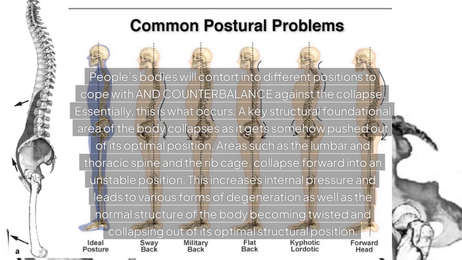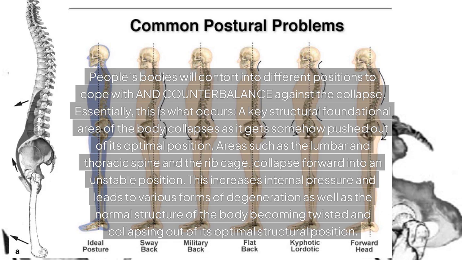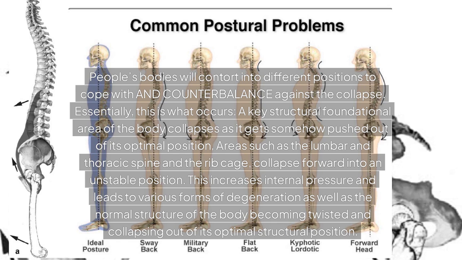Essentially, this is what occurs. A key structural foundational area of the body collapses as it gets somehow pushed out of its optimal position. Areas such as the lumbar and thoracic spine and the rib cage collapse forward into an unstable position. This increases internal pressure and leads to various forms of degeneration, as well as the normal structure of the body becoming twisted and collapsing out of its optimal structural position.